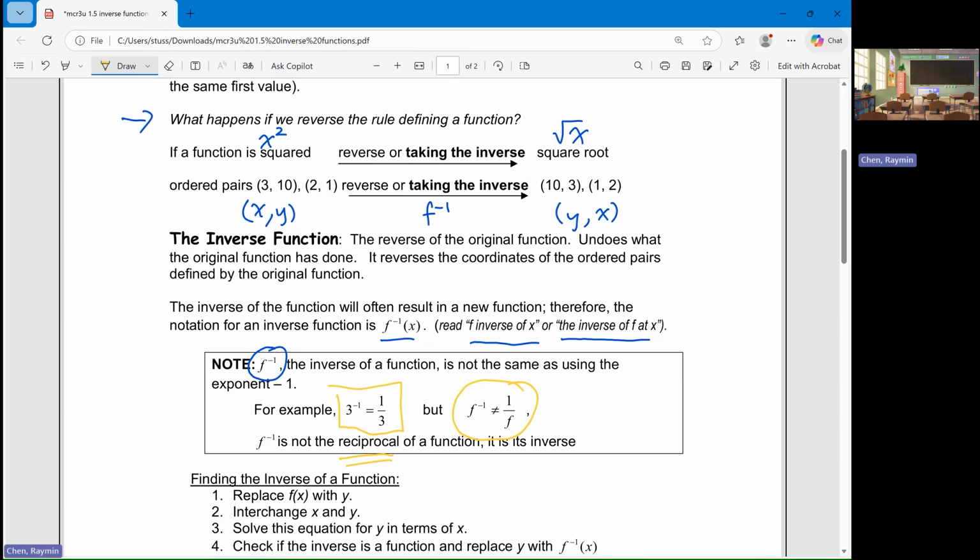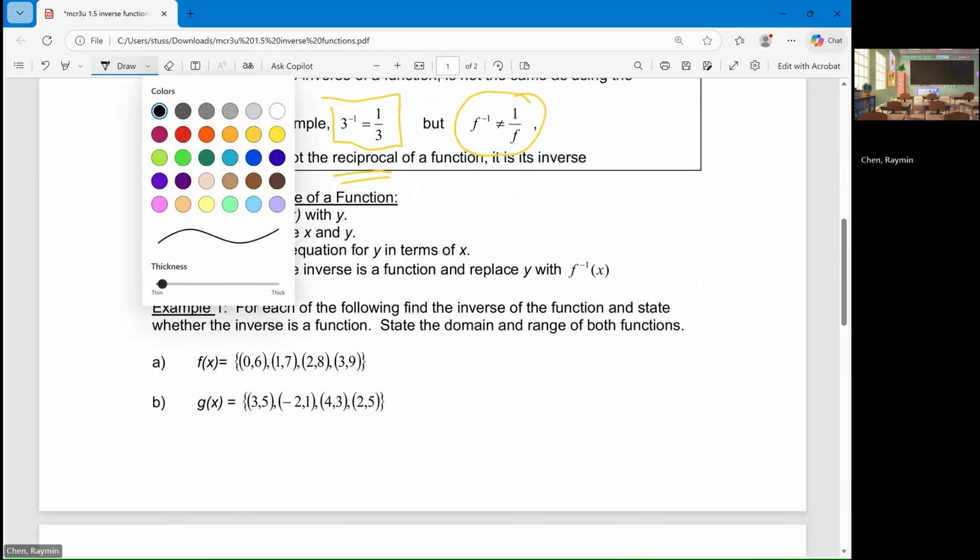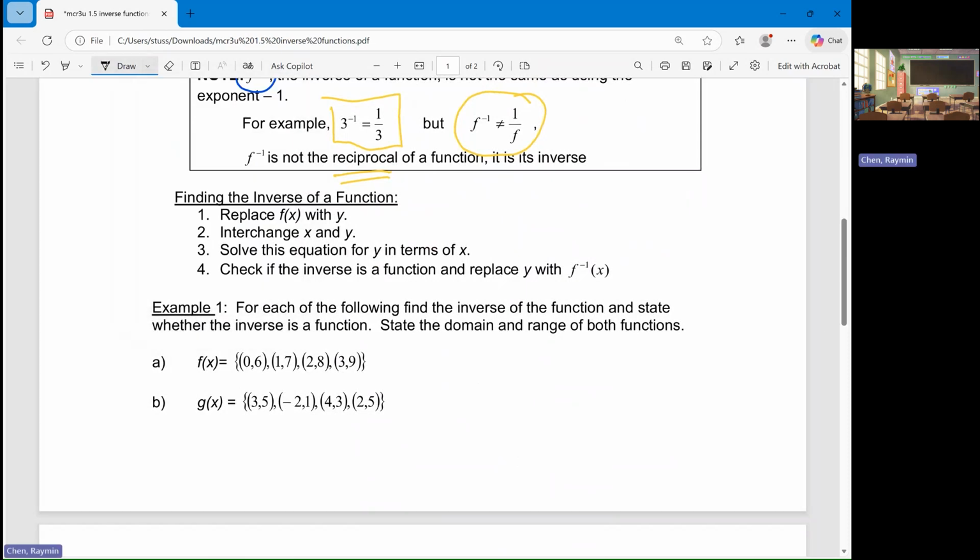Let's take a look at some examples. Example 1. For each of the following, find the inverse of the function and state whether the inverse is a function. State the domain and range of both functions. I'm just going to do example A thoroughly, and then for example B, I will just give you part of the answer. So let's do the inverse right away. One more time, that's how we write it. Inverse.